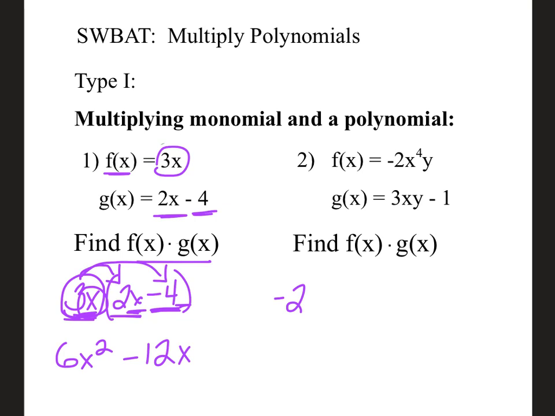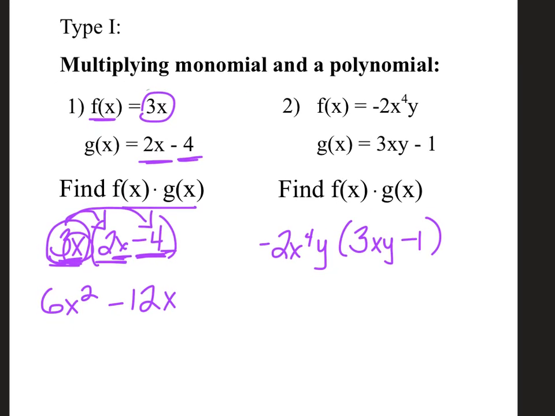All right, so then same deal here. We do negative 2x to the 4th y times 3xy minus 1. This one's fun because you get extra variables in here, but the process is still the same. So we take the negative 2x to the 4th y, we multiply it times the 3xy, and then we multiply it times the negative 1.